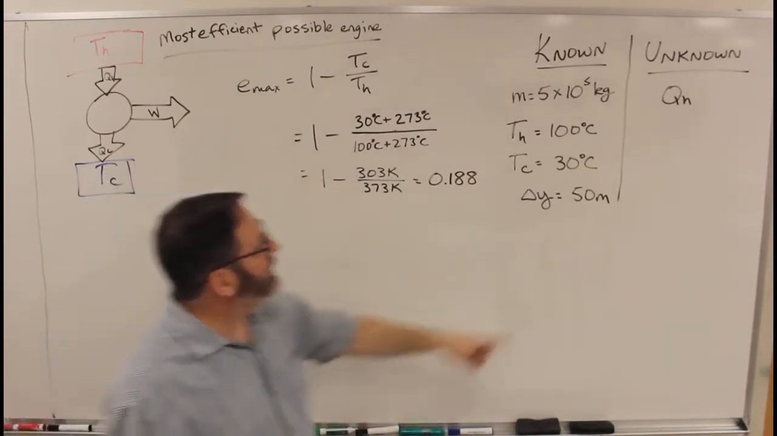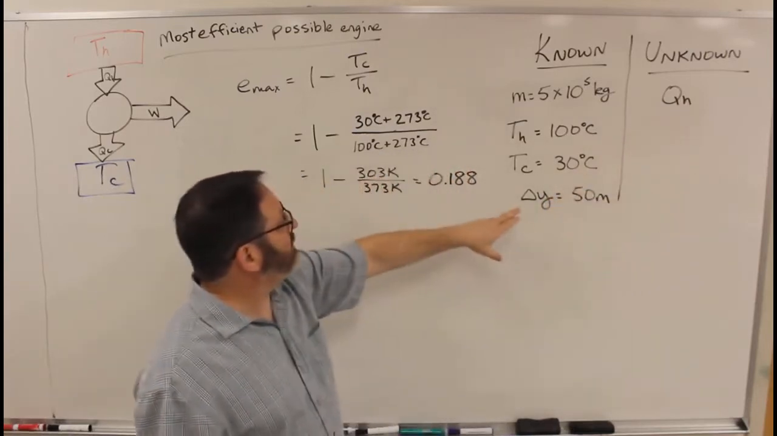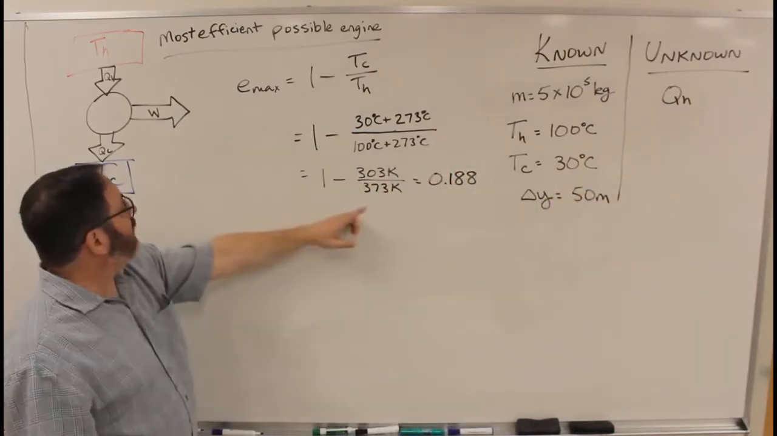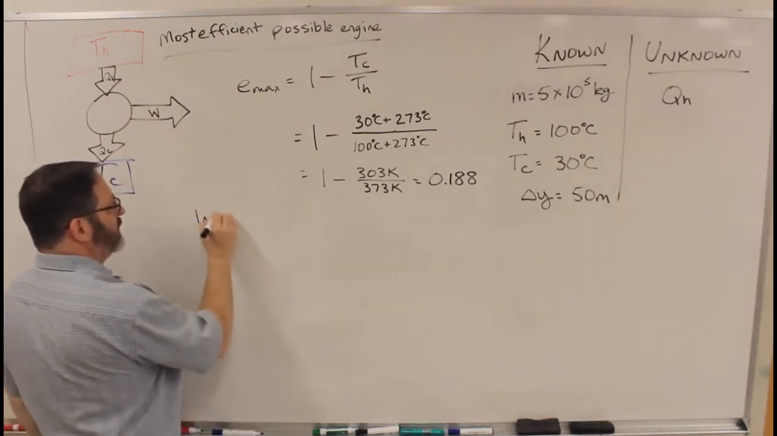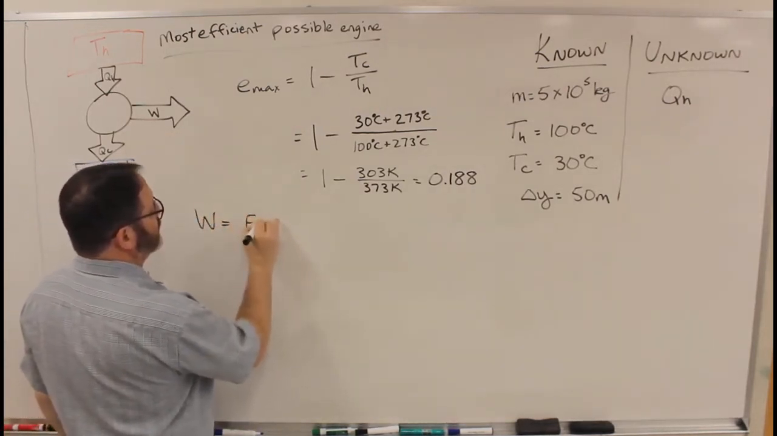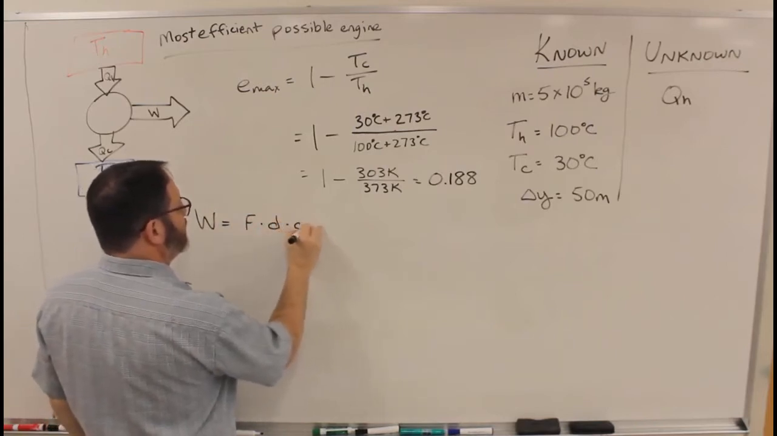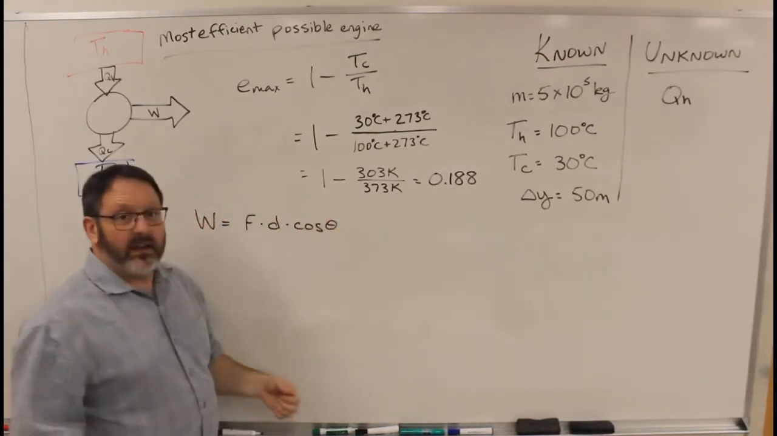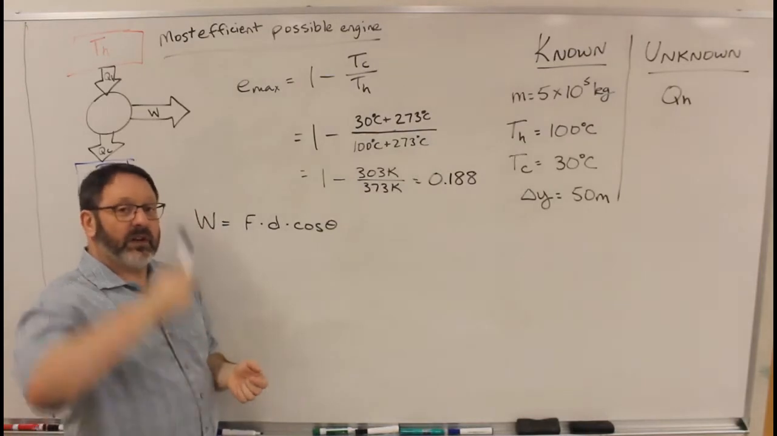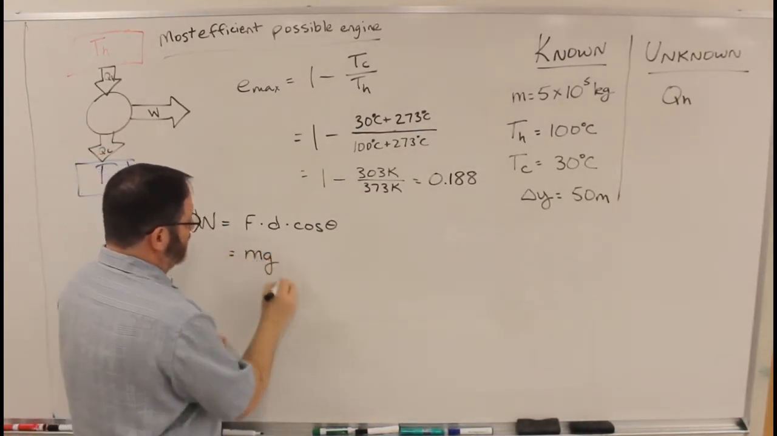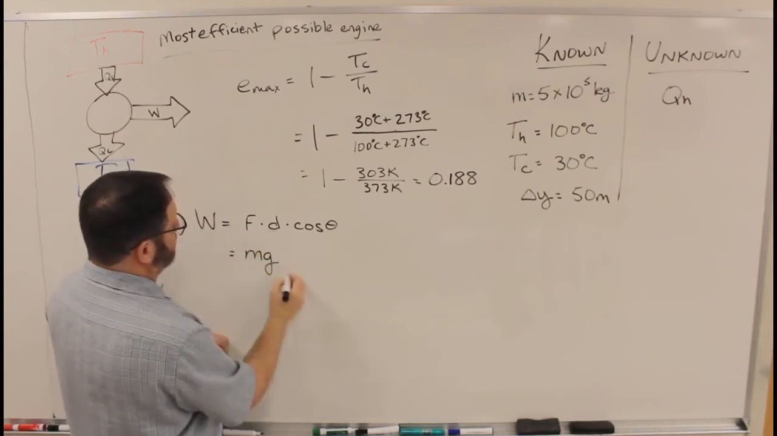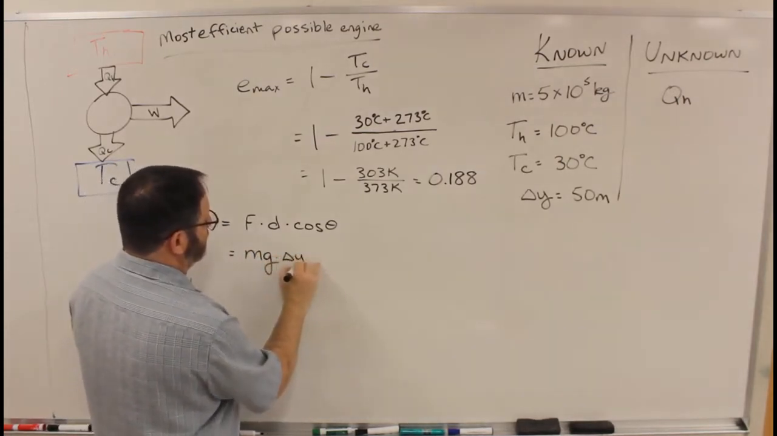The question is, how much QH do I need to be able to go up this high? How high I go up is related to this amount of work. So work, remember, is force times some distance times the cosine of theta. The force that you're fighting with when you're going uphill is gravity. So this is mg. That distance, well, that would be our delta y.